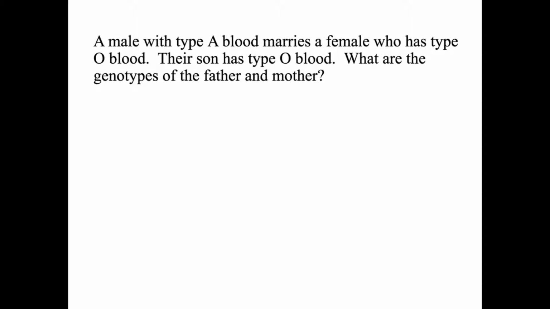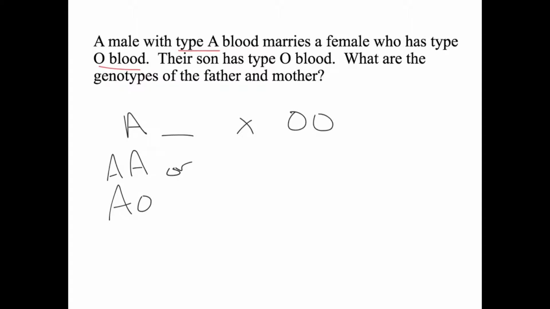So in this question, we have a man with type A blood and a woman who has type O blood. So for the man, we know that he has at least one big A, or A allele. The other one could be an A or an O. So he could be the genotype AA or he could be AO. The female is type O blood, which means that her genotype is OO. Their son is also type O blood, so genotype OO.